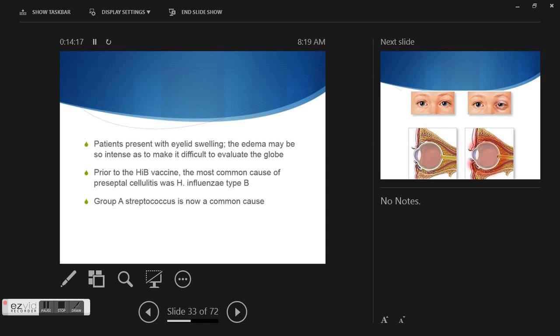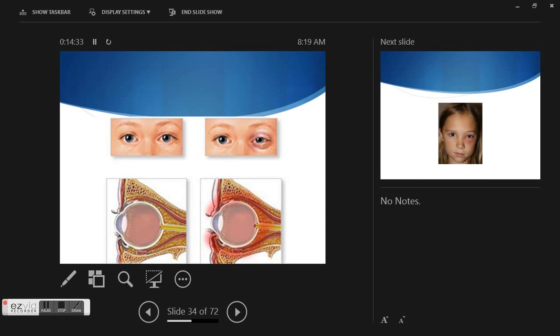Patients typically present with eyelid swelling. The edema may be so intense as to make it difficult to evaluate the globe. And prior to the Hib vaccine, the most common cause of preseptal cellulitis was H. influenzae type B, but now group A streptococcus is a more common cause.